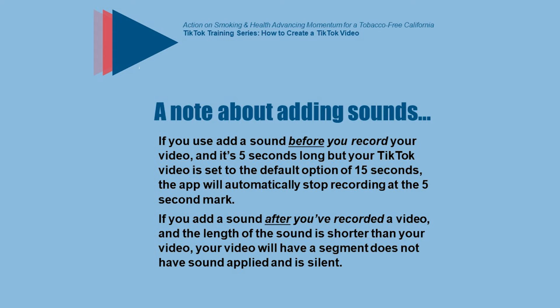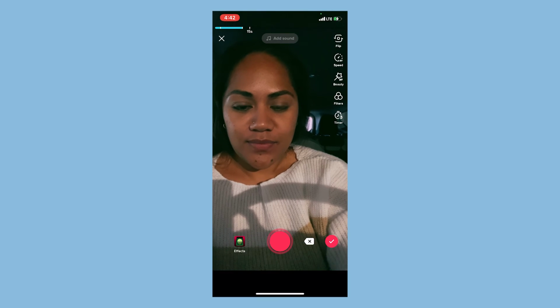Now it's worth noting that if you use a sound that's 5 seconds long, for example, and your TikTok video is set to the default option of 15 seconds, the app will automatically stop recording at the 5-second mark. If you were to add a sound after you've recorded a video, which I'll show you next, and the length of the sound is shorter than your video length, your video will have a segment that has no sound applied and is silent.